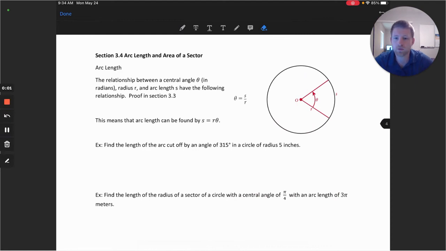Welcome. In this video, we will take a look at section 3.4, which is looking at arc length and area of a sector. So let's consider the arc length first and how we define it. The relationship between a central angle theta that we have drawn in our picture in radians, the radius r, and the arc length we call s has the following relationship. That's theta is equal to s divided by r.